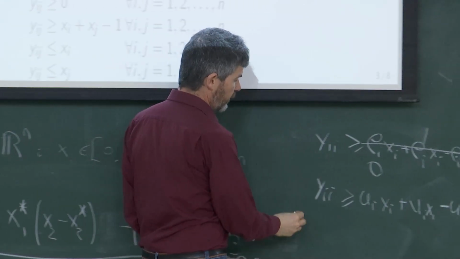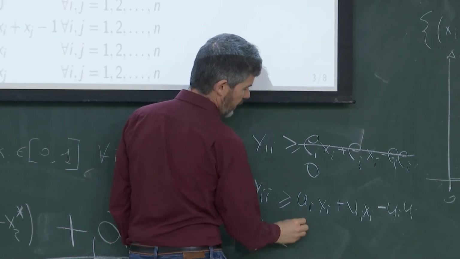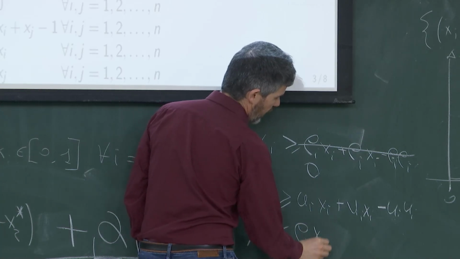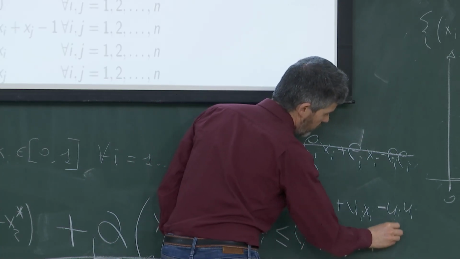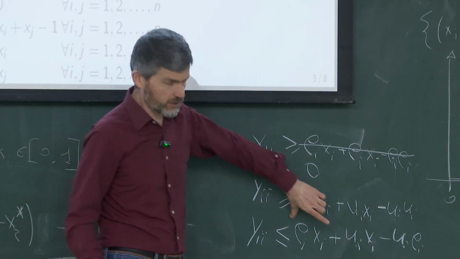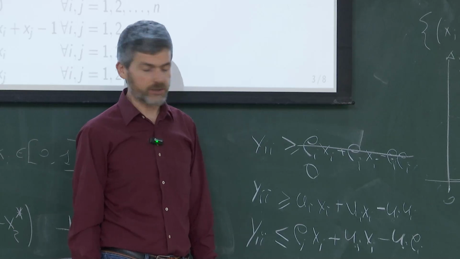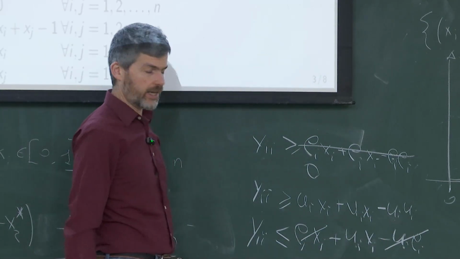And then clearly you have the other two McCormick inequalities, but they're going to look exactly the same because they're going to be like Lixi plus Uixi minus Uili. And the fourth one will have just Li and Ui flipped over. But this goes away because Li is equal to 0.